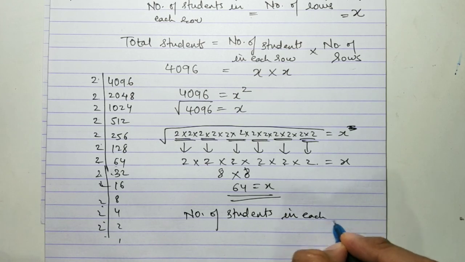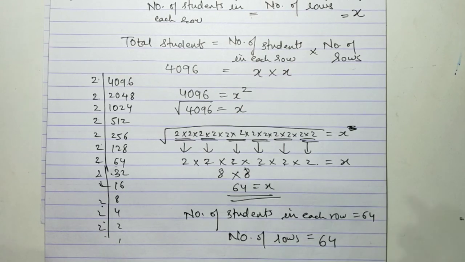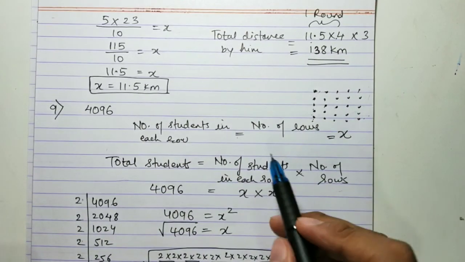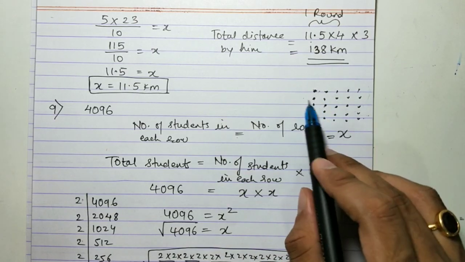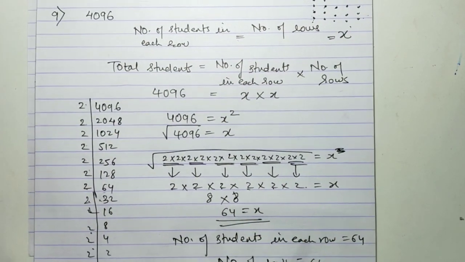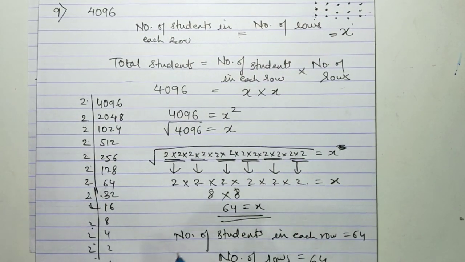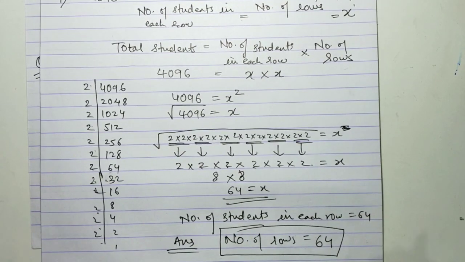That means the number of students in each row was how many? 64. And the number of rows was also how many? 64. Okay, meaning there were 64 students in a row and 64 rows in total. So 64 into 64, total students were 4096. Okay, so this is your answer. Number of rows was supposed to be found. Okay, that's it for today. Thank you.